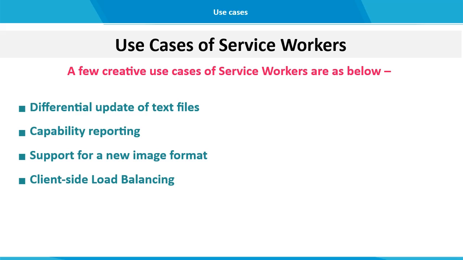Capability reporting. Since all requests go through the service worker, we can easily show which type of image format is supported by the current browser. Support for a new image format. Suppose a new image format is not currently supported by the browser, we can write our own image decoder in JavaScript using a service worker, and we can show the new image format which is not supported by the current browser.